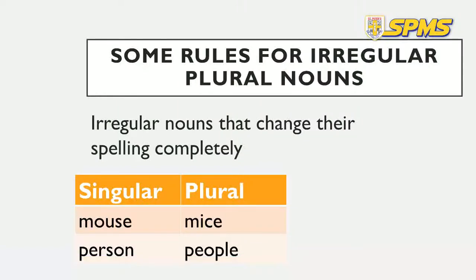Some irregular nouns change their spellings completely. Let's see examples of them. Mouse becomes mice. Person, people. Have you seen it? The mouse is spelled M-O-U-S-E, but the plural of it is M-I-C-E. The spelling has changed. Person means one, but two or more means people, and the spelling has changed completely.